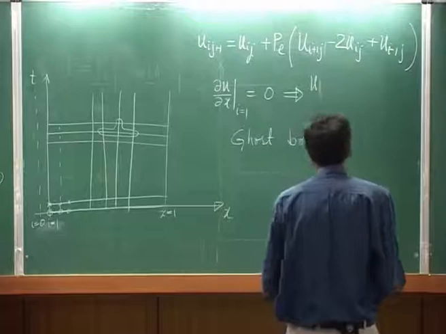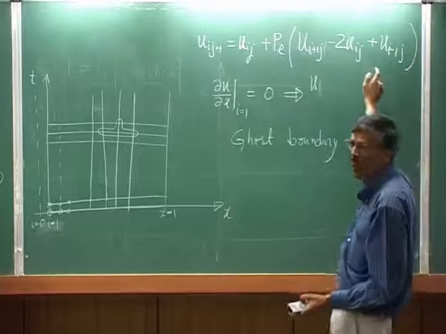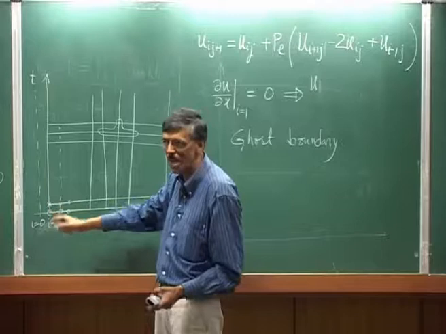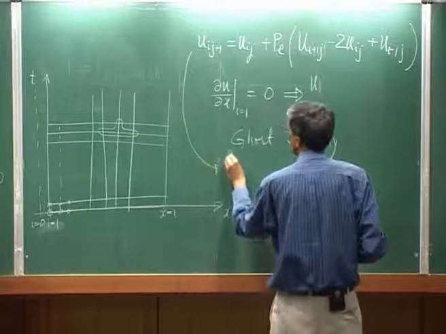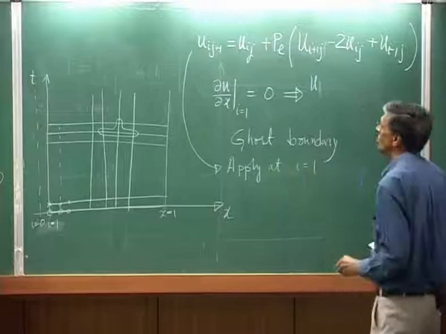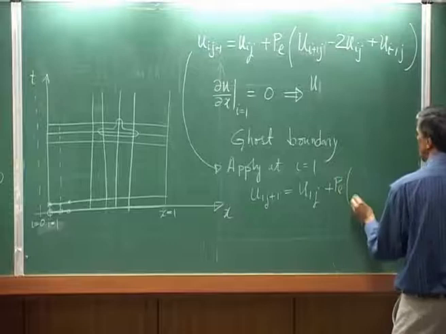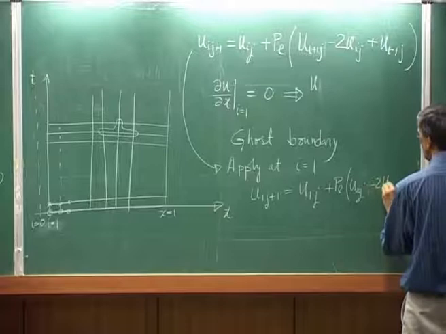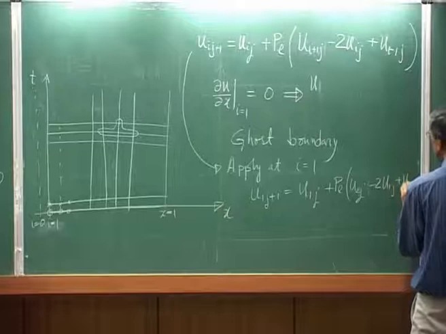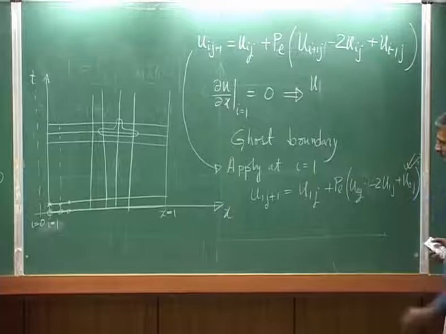Now, the difference equation that we have, where would we apply it from? We start applying it right from i equal to 1. Then what happens if I apply this? What do I get? U_1^(j+1) should be equal to U_1^j plus the Schlenker number times (U_2^j minus 2 U_1^j plus U_0^j). Now, your worry is that this does not exist, right? But I could do this.